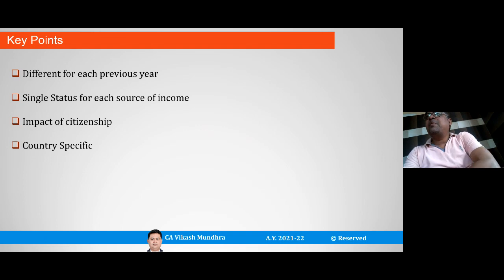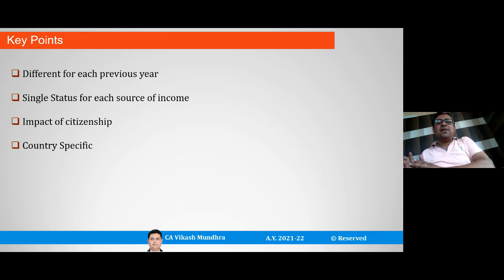Few points you need to remember while determining residential status. What is the importance of residential status? The levy of income tax is more on a resident person and the levy is lesser on a non-resident person. But how will we determine whether the person is a resident in India or not? For determining the residential status of each and every person, our Act, Income Tax Act 1961, holds a few provisions. We are going to discuss those provisions one by one.